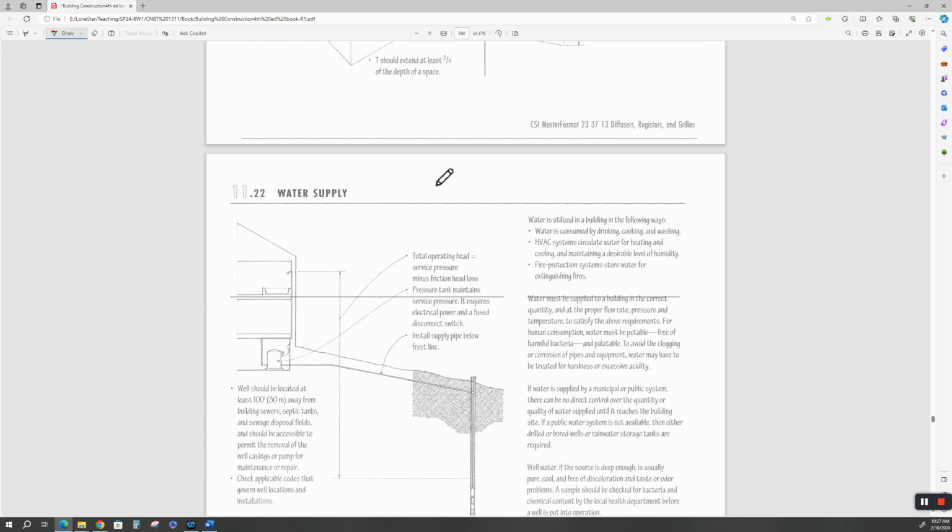All right, this is going to be 11.3, and we'll stop video 2 here. Got to get water into your structure.